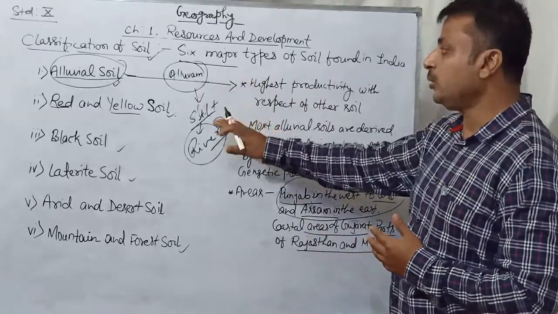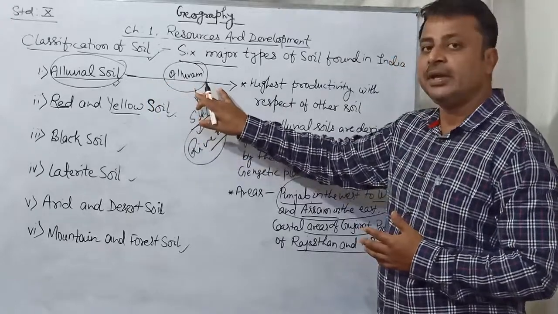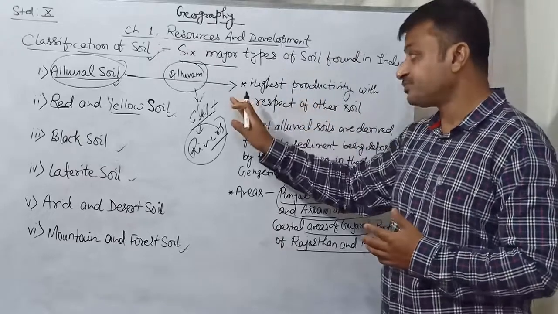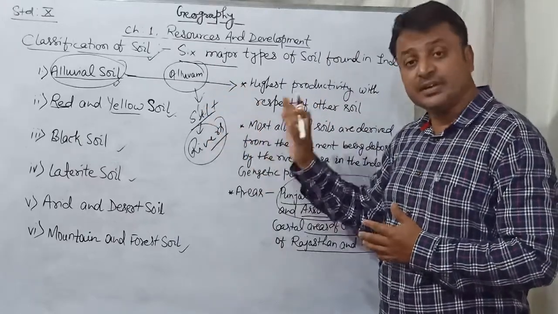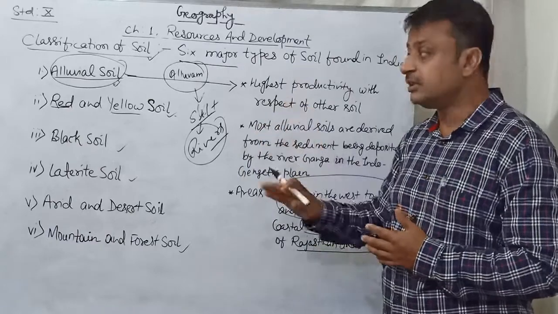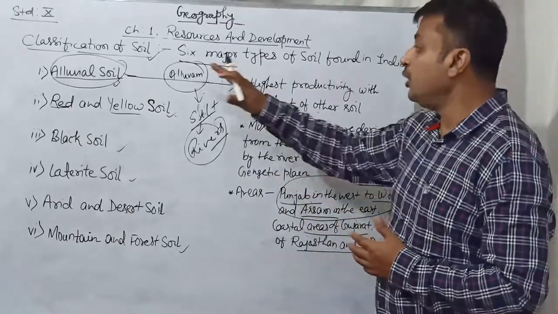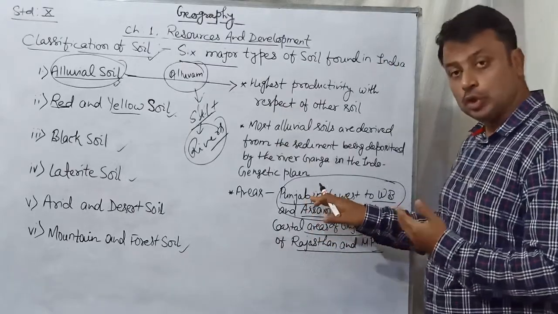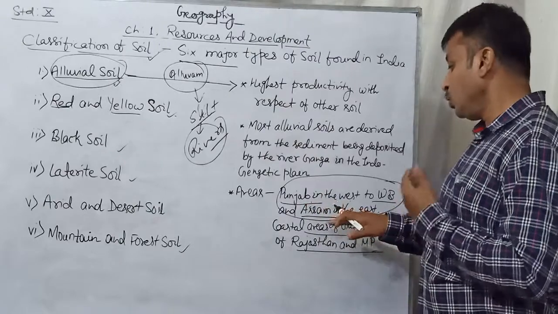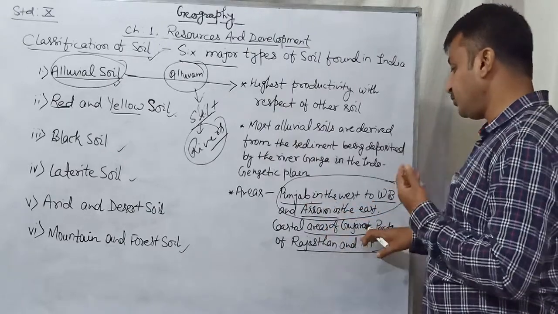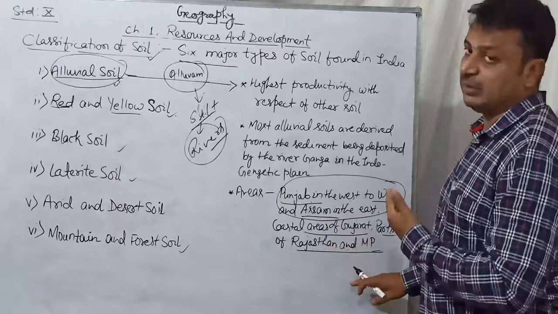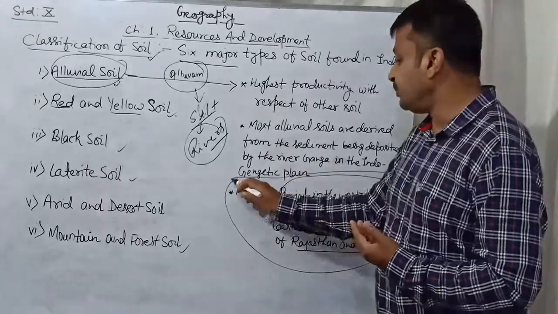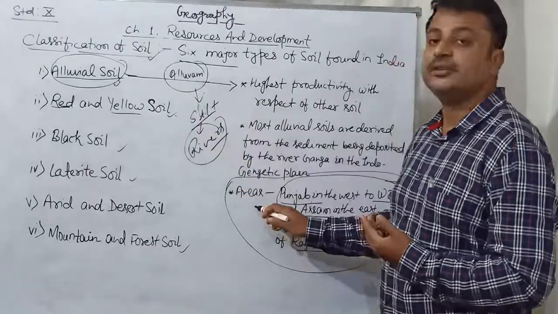So what do we come to know? Alluvial soil is made up of alluvium. It has the highest productivity with respect to other soil. Next, it is brought by the rivers. The silt deposited by rivers ultimately forms alluvial soil, and it is found in parts of Punjab, UP, Bihar, Haryana, West Bengal, Assam, coastal parts of Gujarat, parts of Rajasthan and Madhya Pradesh. So you have to remember the areas of the northern plains where alluvial soil is found.